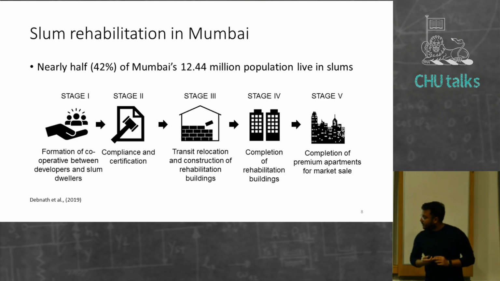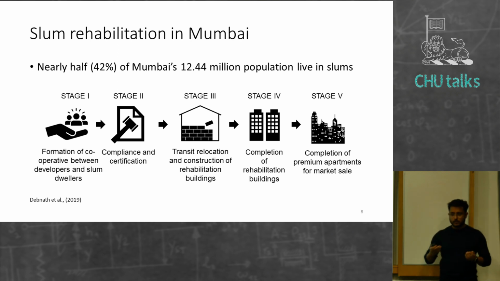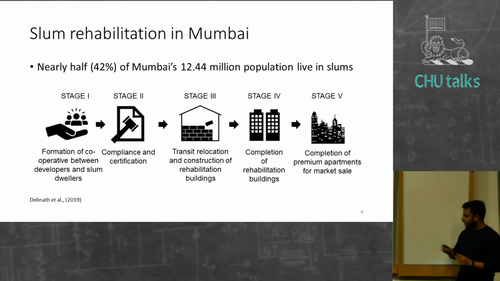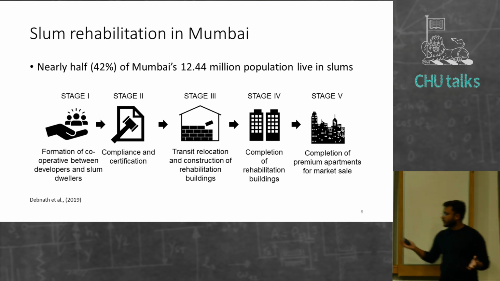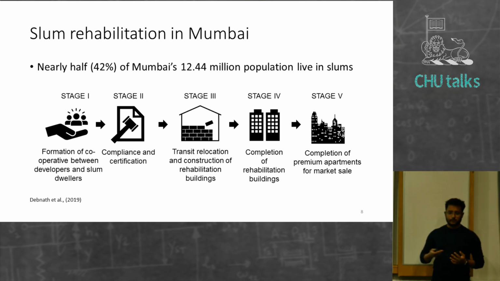So now coming back to Mumbai. Mumbai has one of the largest slums in the world, and 42% of Mumbai's population lives in slums. And these 5 stages are a broad example of what the slum rehabilitation process is. The first stage is where a cooperative is formed between the developers and the dwellers. It needs at least 72% of the slum dwellers to agree to the project. So that's considered a very successful cooperative approach.